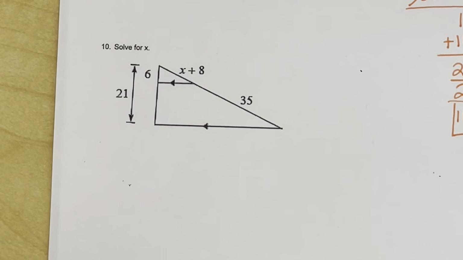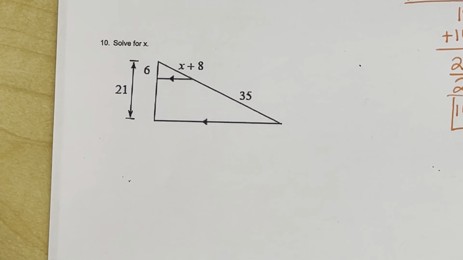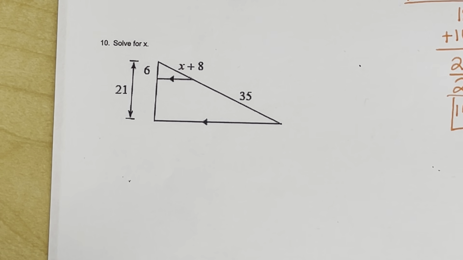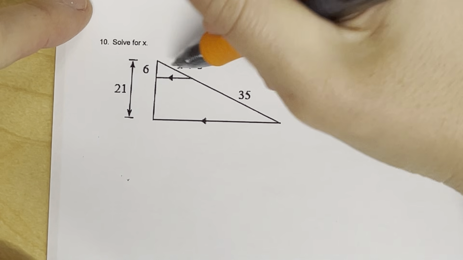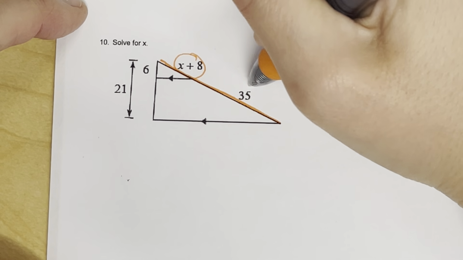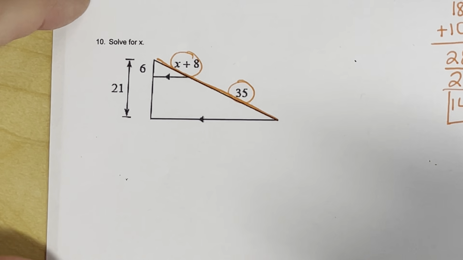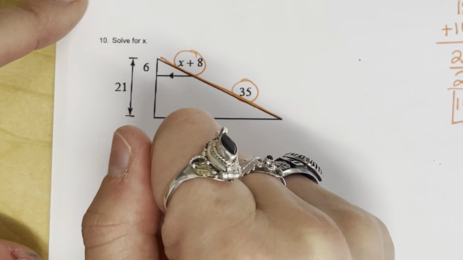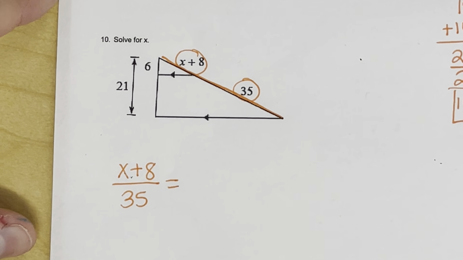Okay, last one like that. Again, I see parallel lines, so I know that I can write my equations based on the two segments on the same side. So I'm going to look at this longer side here first, and I know that these two pieces are my first fraction. So it's x plus 8 over 35. And I'm going to set that equal to the other side.